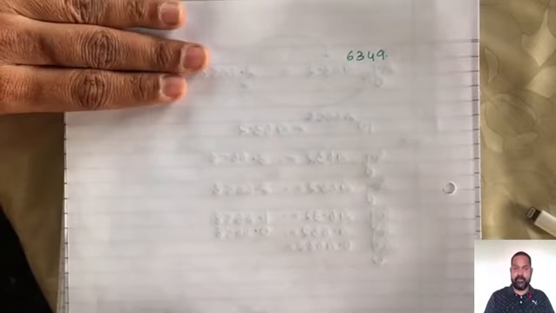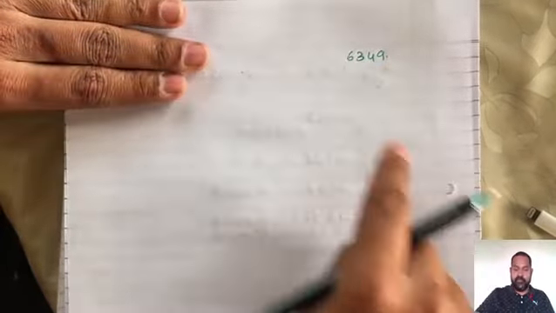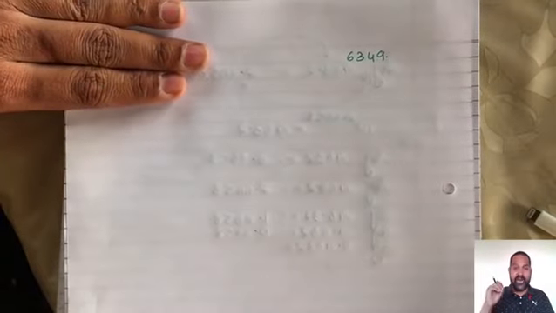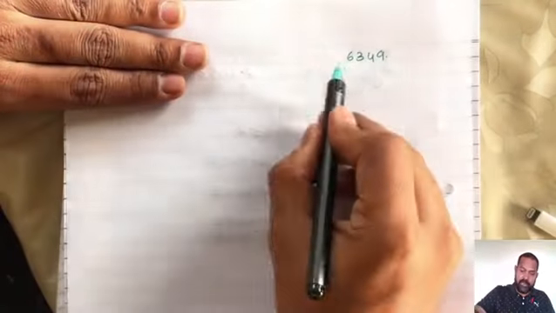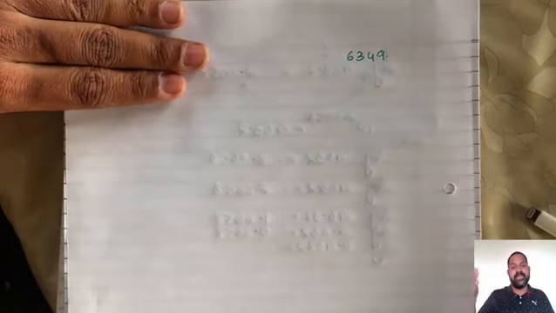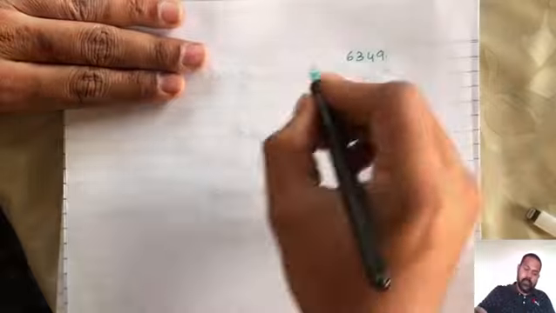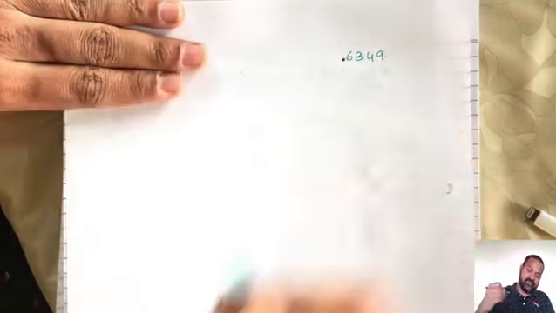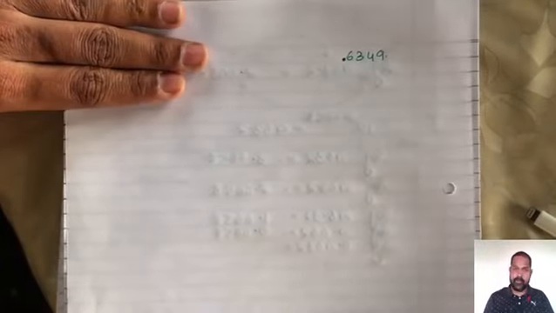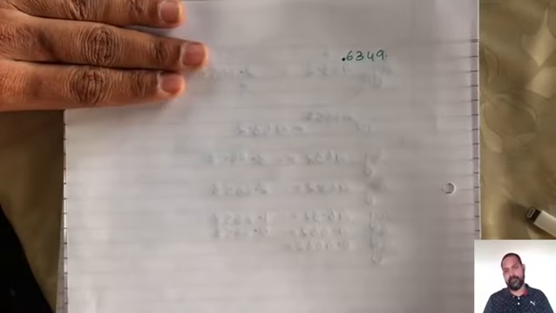Don't look at this number. Look at this. When I look at only this number, where does the number start from? Well, the number starts from 6. 6349. Perfect. Do me a favor. Put a decimal where the number starts. Okay. So I've put a decimal here.